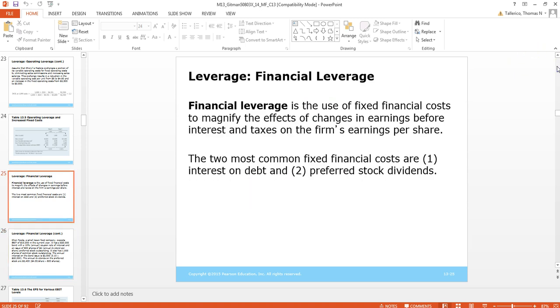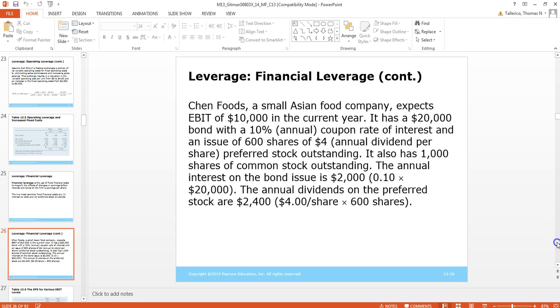All right, so the next thing is financial leverage, and this is the use of fixed financial costs to magnify the effects of changes in earnings. So we're on the lowest section now, right? So let's look at that.